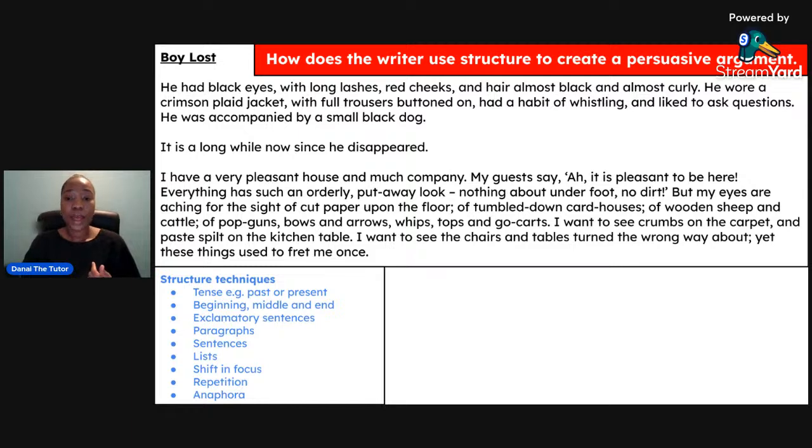So I want you to have a think about what techniques you can see in the opening 3 paragraphs. You can type in there what techniques are used in the opening 3 paragraphs that are on the screen. I'll give you a minute or so. Have a look. What techniques can you see there?